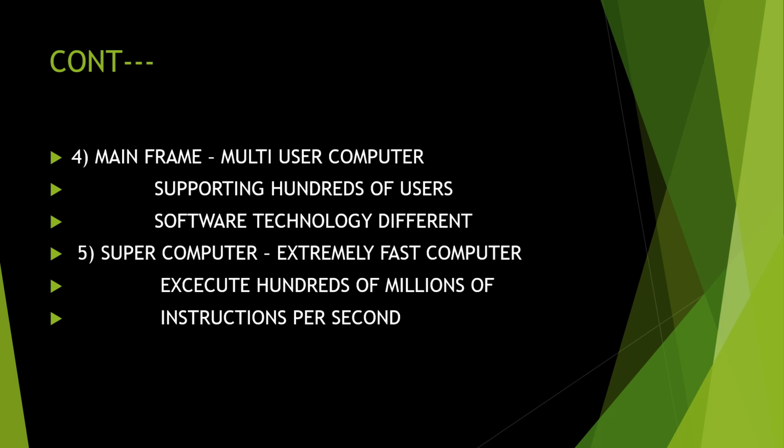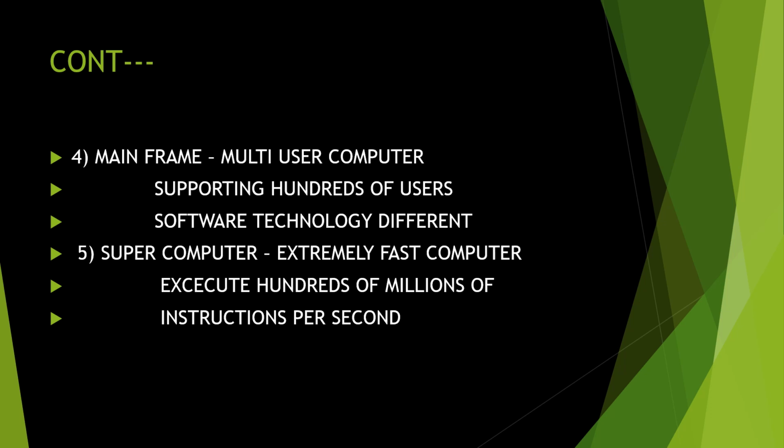Next is mainframe. It is also a multi-user computer. Different processes are done through the computer, so it's also a multi-user computer. Mainframe supports hundreds of users. It's also supporting a lot of people. And software technology is very different from that of the other three computers we have already told. There is PC we told about, workstation we talked about, and mini we talked about, and mainframe is very different from the other computers.